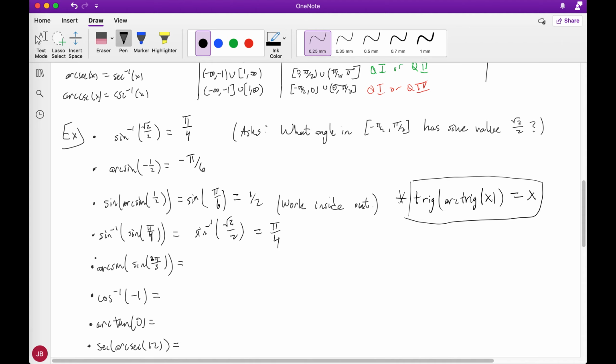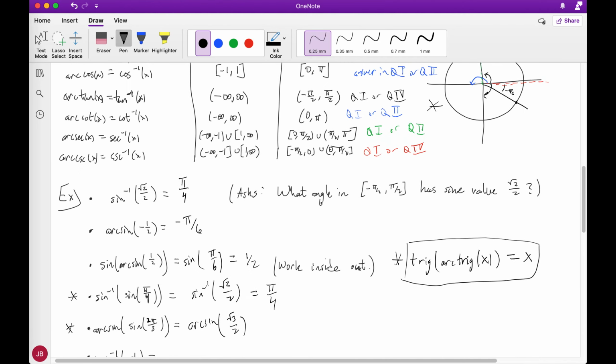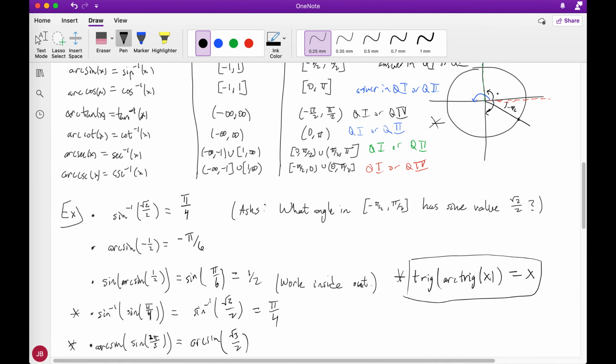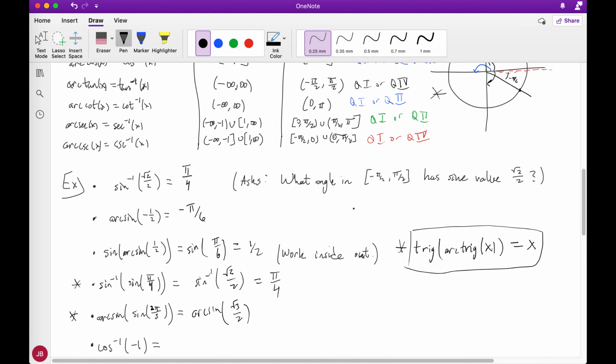Let's look at this example here and maybe put a star next to these two. So this is arcsine, and now what is the sine of 2 pi over 3? Well, that is square root of 3 over 2, right? And now this is asking for what angle in quadrants 1 or 4 has value square root of 3 over 2. And the answer is pi over 3, right?